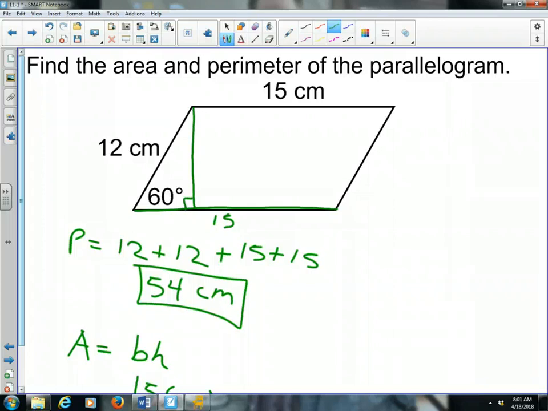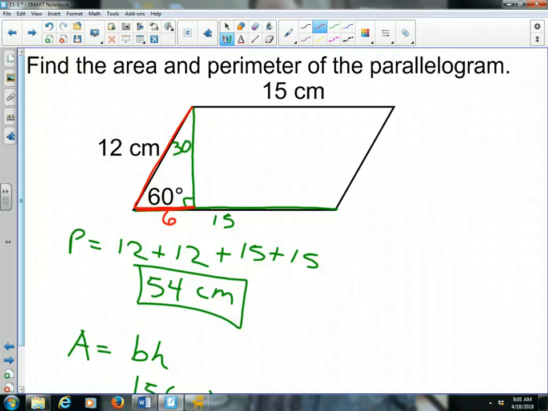If we have a 90 and a 60, that means this angle is 30. We have a 30, 60, 90 right triangle, don't we? The hypotenuse is 12. The longest side is 12. The shortest distance is half as much. The side opposite the 30 is half as much. So this side is 6.